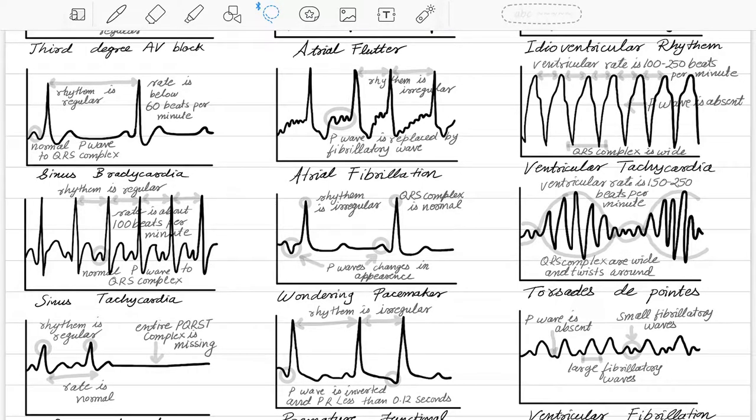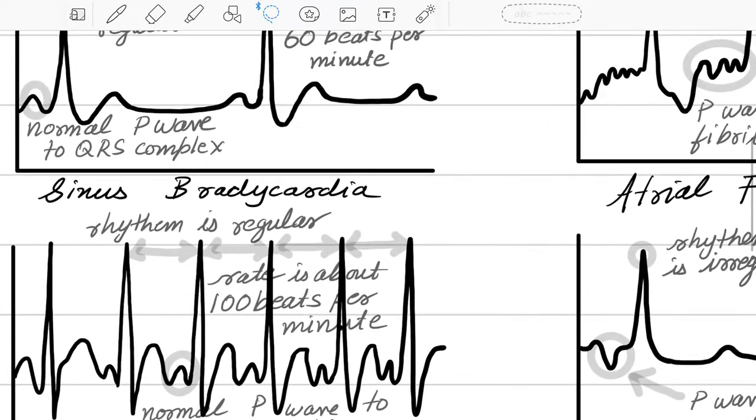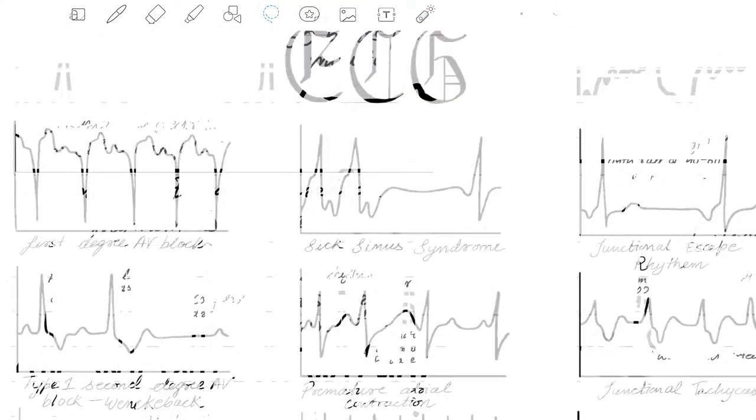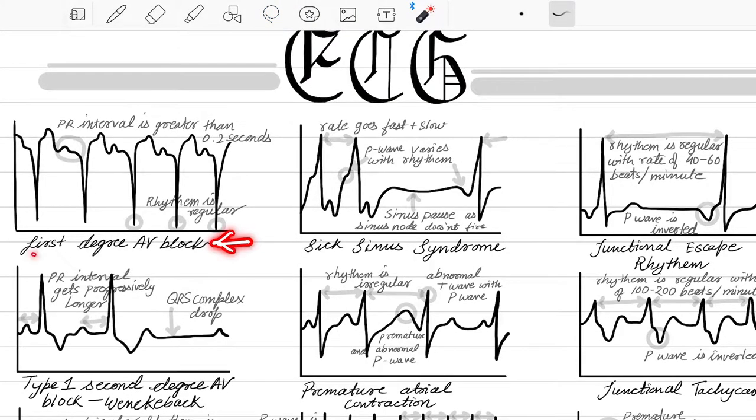I know we all were struggling to get hands-on on something like this. So here it is, my friend, 21 jam-packed high-yield ECGs.